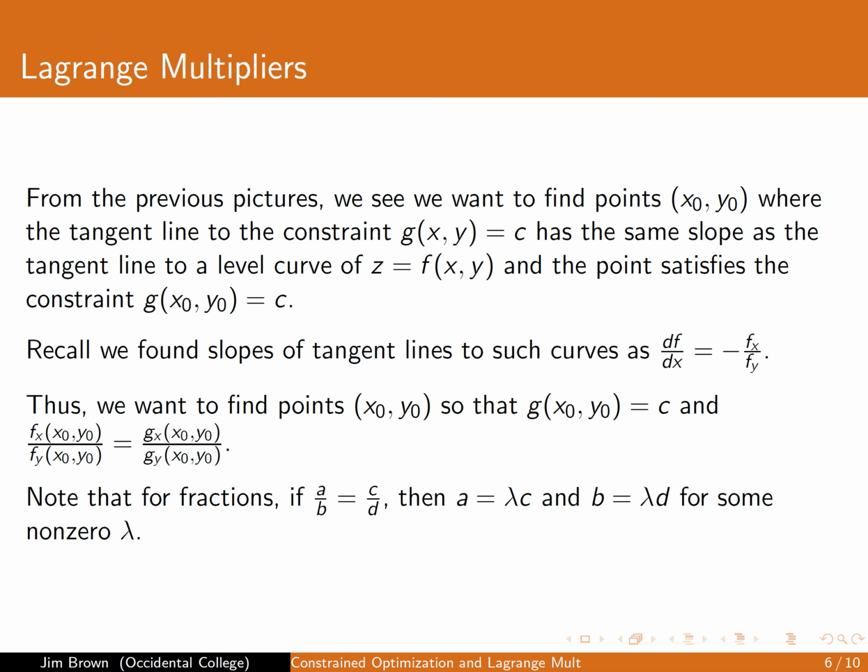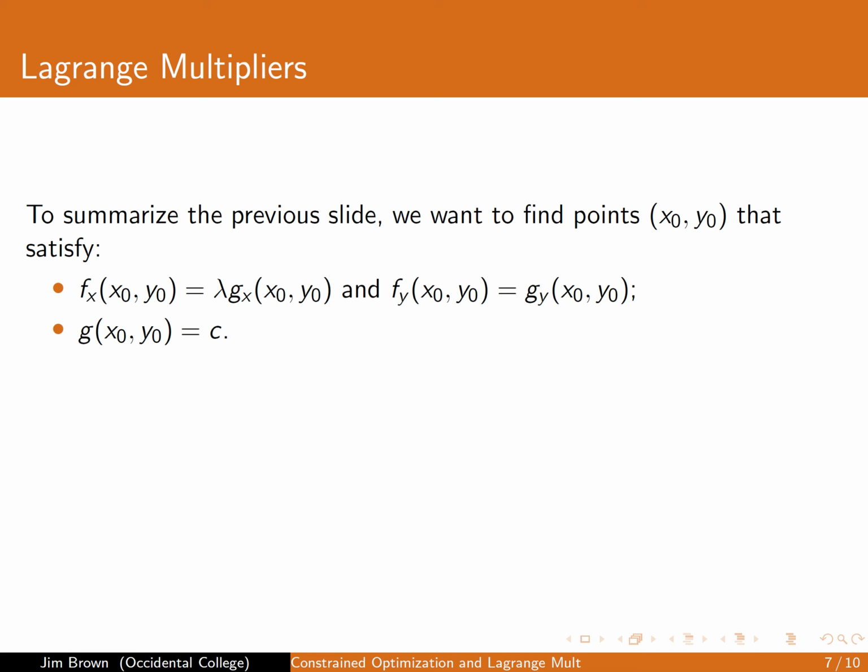One thing to note here is that in general, if I have two fractions being equal, a over b equals c over d, those are equal if and only if a is equal to some multiple of c and b is equal to the same multiple of d. Think of 1/2 being equal to 2/4, because I can scale the top and the bottom by 2. But if the scaling isn't the same, then they're not going to be equal. So when I apply this basic fact about fractions to these equations with the partial derivatives, we get the following.